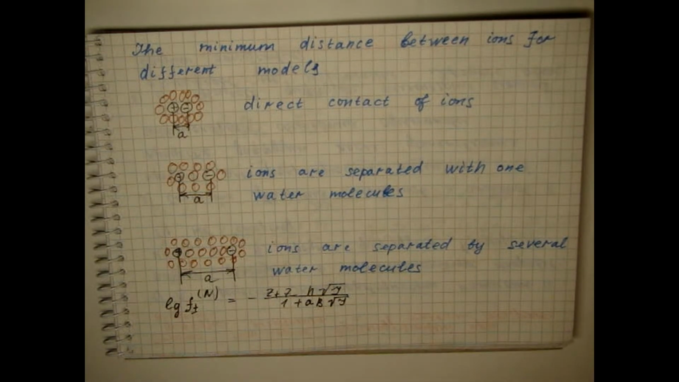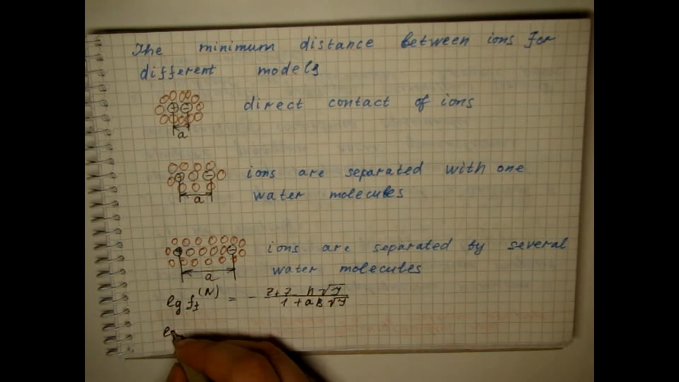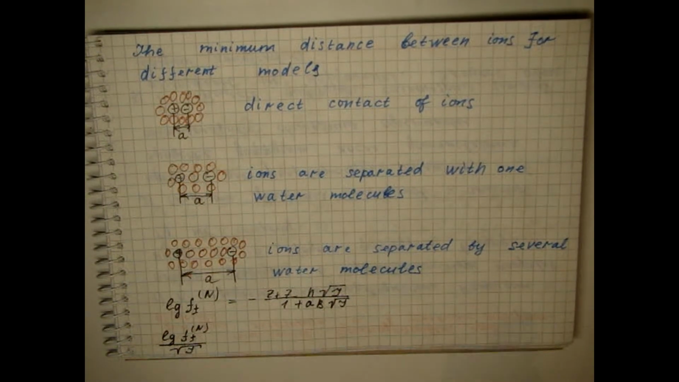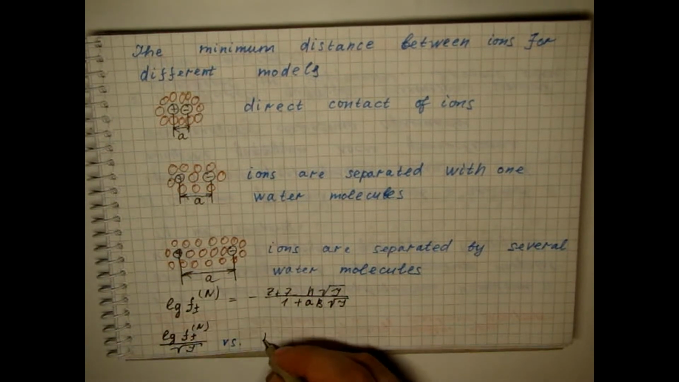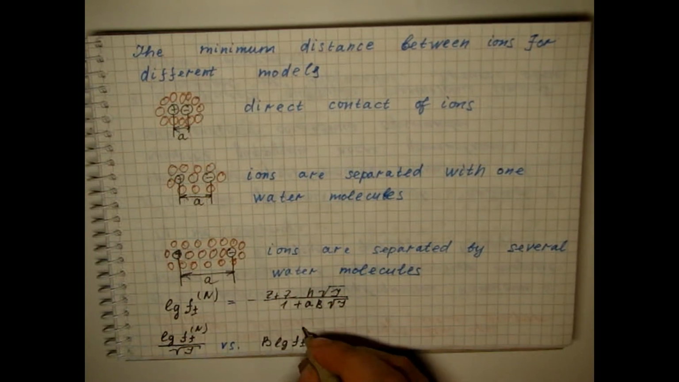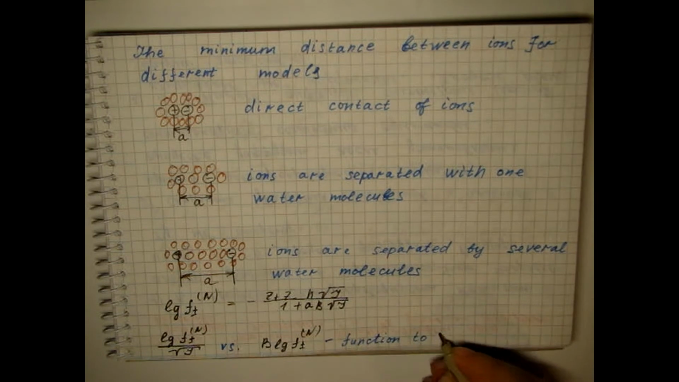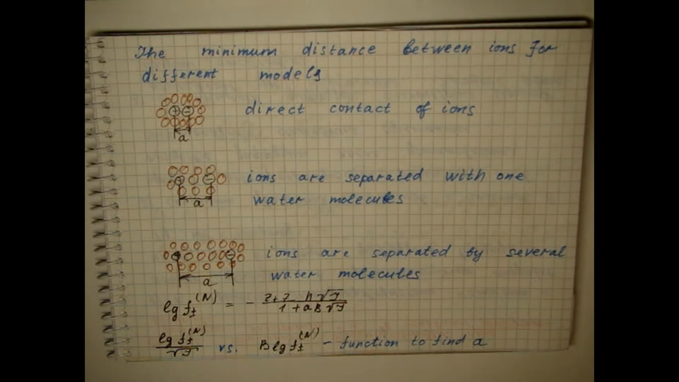to experimental data. To do this, you can build a graph in the coordinates. The slope of this plot is equal to A. Thus, the proposed formula is semi-empirical.